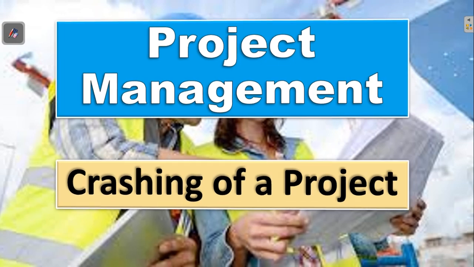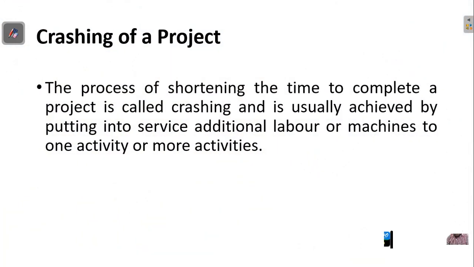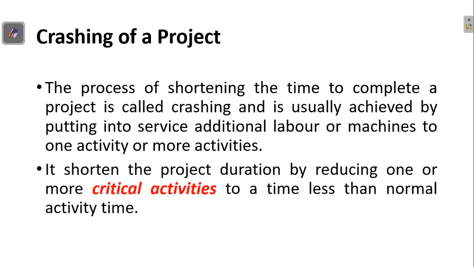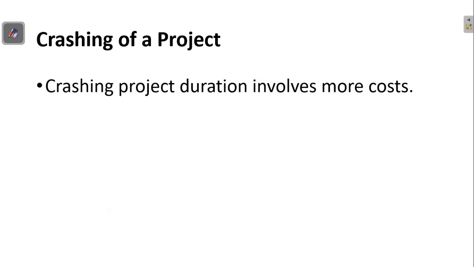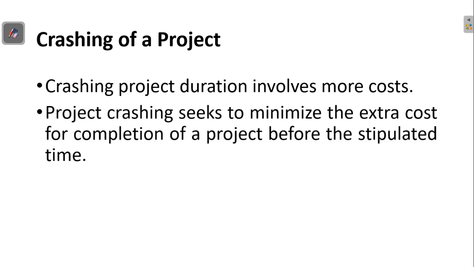So what does it mean by crashing of a project? The process of shortening the time to complete a project is called crashing, and is usually achieved by putting into service additional labor or machines to one or more activities. It shortens the project duration by reducing one or more critical activities to a time less than the normal activity time. So crashing a project normally involves more cost. Project crashing seeks to minimize the extra cost for completion of a project before the stipulated time.